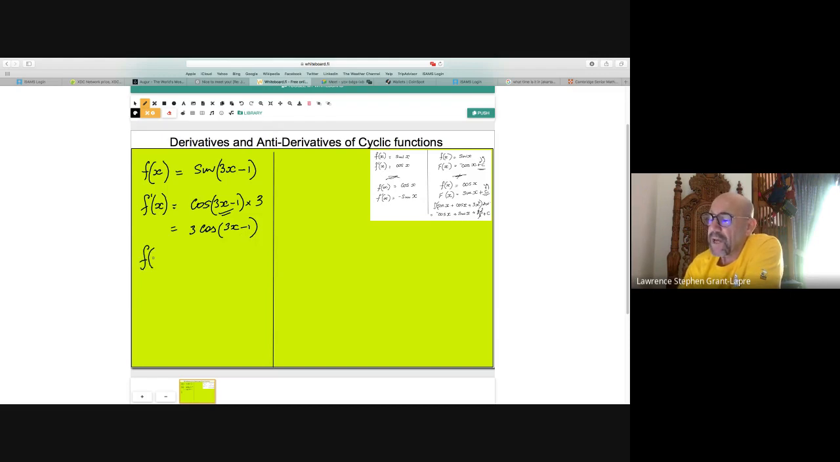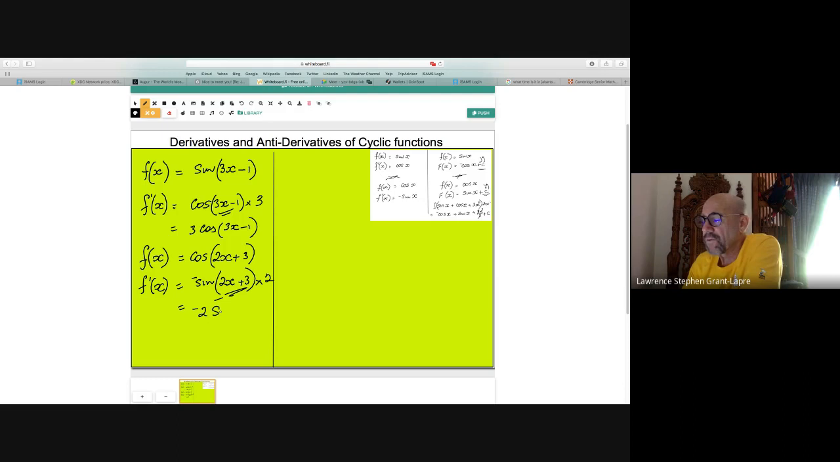All right, what if we had a cos 2x plus 3, and we want the derivative? Well, the derivative of cos is negative sine, so we put negative sine bracket. We don't change the bracket here. And the second bit, we times by the derivative of the bracket. The derivative of 2x plus 3 is 2. So we've got negative 2 sine 2x plus 3. And that is the derivatives of sine and cos.